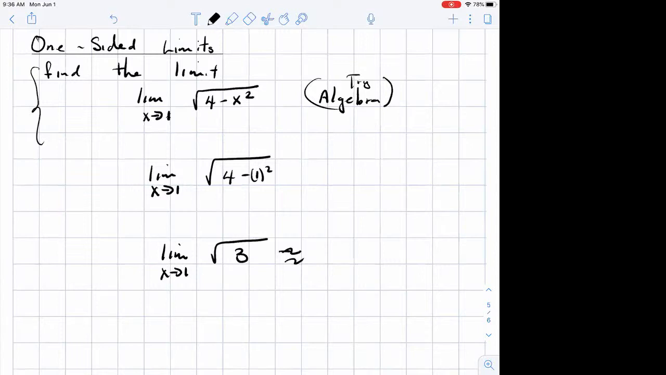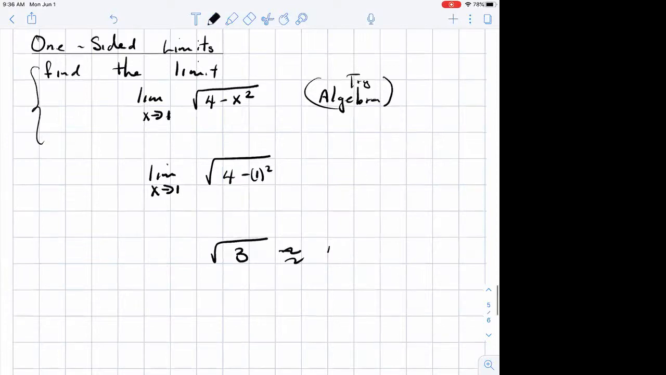Actually, I need to take this out too. Once you plug in that number, you don't write limit anymore. So the square root of 3 is approximately 1.73. So the limit as x approaches 1 of the square root of 4 minus x squared is approximately 1.73.